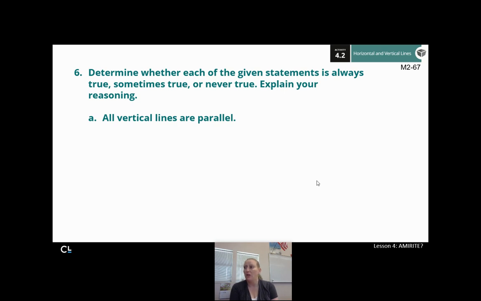So A and B: all vertical lines are parallel, and I believe B says that all horizontal lines are parallel. Go ahead and hit pause, jot down your answers to A and B, and then hit play when you're ready to check your work.